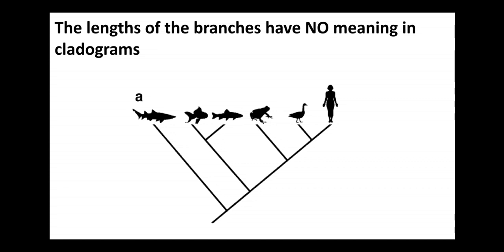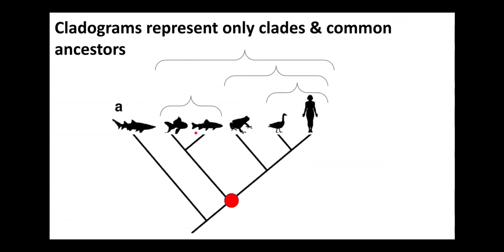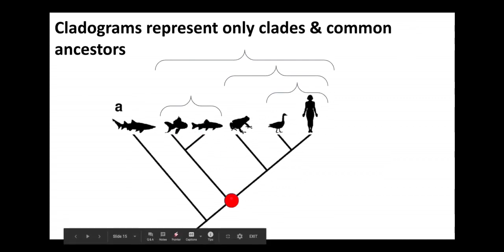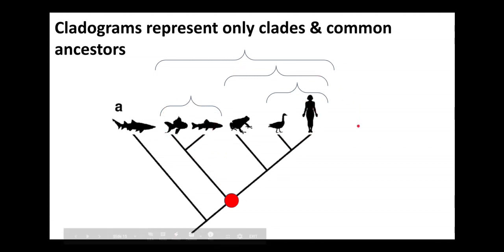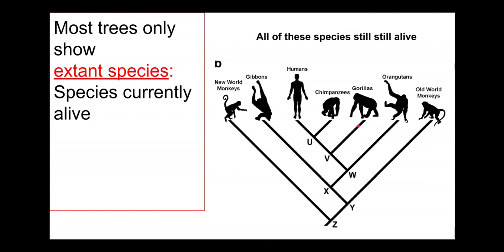Again, the branches do not have any meaning. The length of the branches cannot be compared or contrasted. You can't compare the length of this branch to the length of that branch and make any inference or understanding from it. All that matters are where the nodes are, and where the clades are, and what is the nesting structure of the clades. And most trees, especially cladograms, will have extant species.